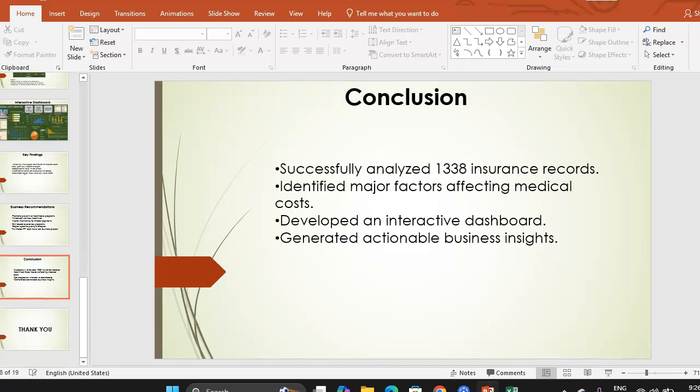At the end, conclusion. To conclude, this project successfully analyzed medical insurance data using Excel and identified the major factors affecting healthcare expenses. The analysis reveals that smoking and BMI are the most significant drivers of medical costs. An interactive dashboard was developed to help stakeholders make informed decisions and better understand healthcare expenditure.